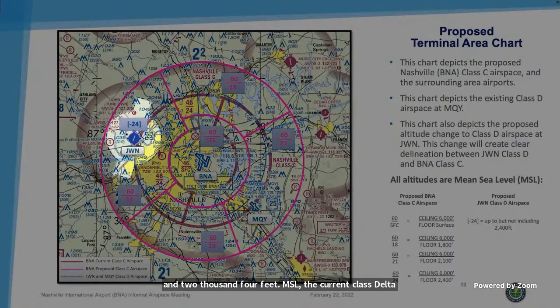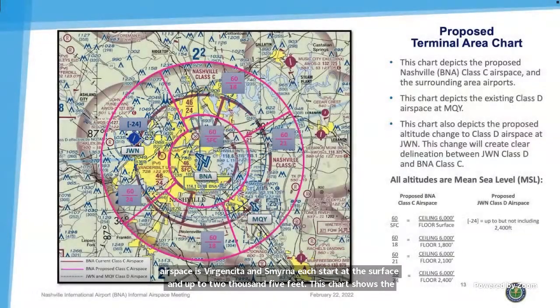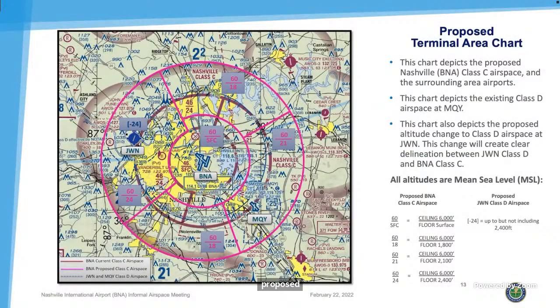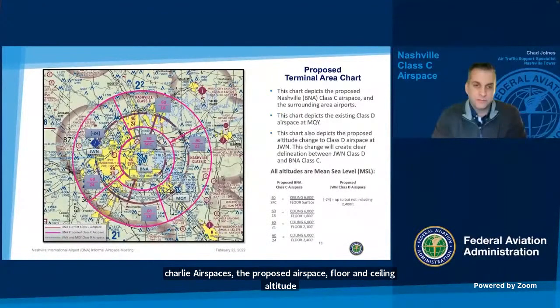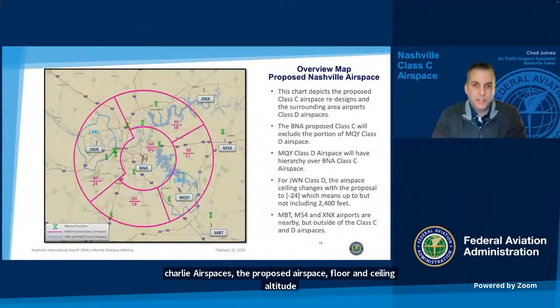It also shows the proposed altitude change to the airspace at John C. Tune, which will create a clear delineation between Class Delta and Class Charlie airspaces. The proposed airspace floor and ceiling altitudes are shown in magenta, in the typical style of a terminal area chart, where altitudes are in hundreds of feet and SFC represents surface.